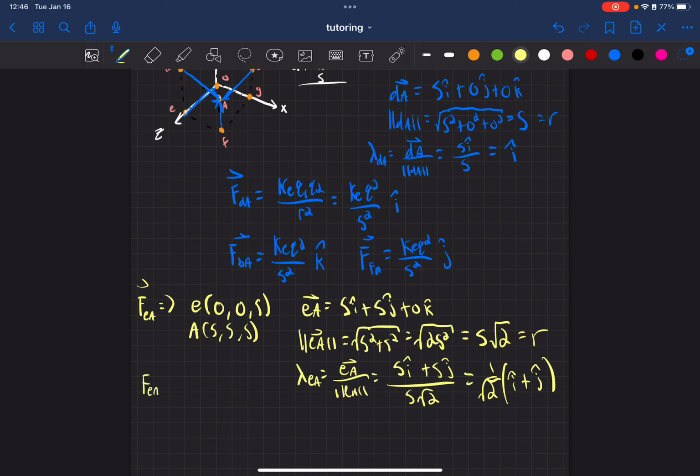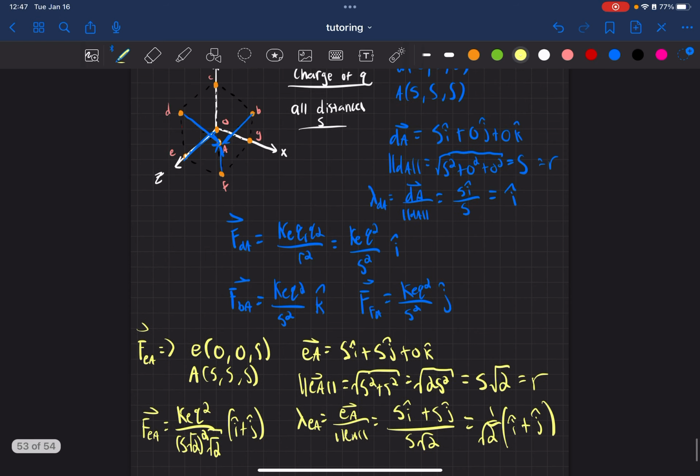So we have F of EA is equal to kE, again, q squared, because the q doesn't change. And then we have our r value, which is going to be s square root of 2, quantity squared. And then now we just have to worry about the direction, so the unit vector. So what we can do is take this 1 over square root of 2 out of the i plus j and just put it right here. Maybe make it look a little cleaner. And then we have i plus j. And that's our F of EA.